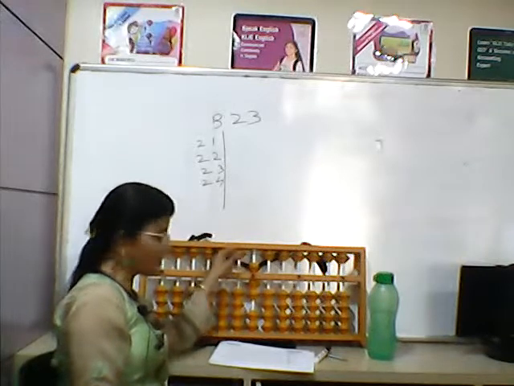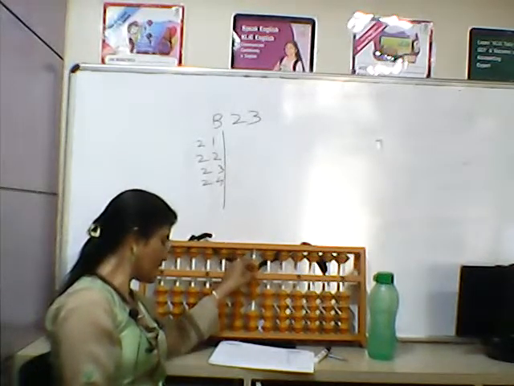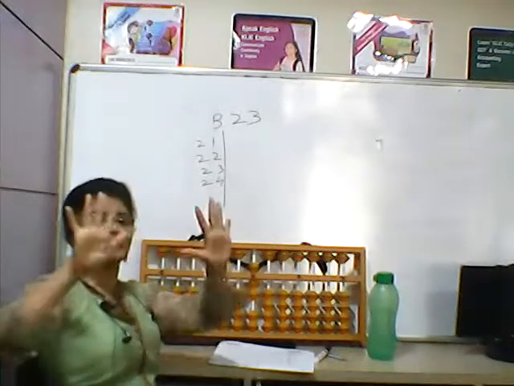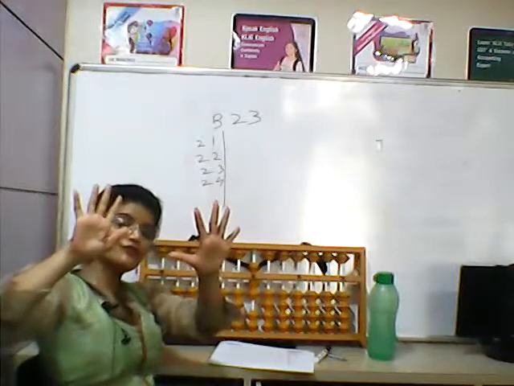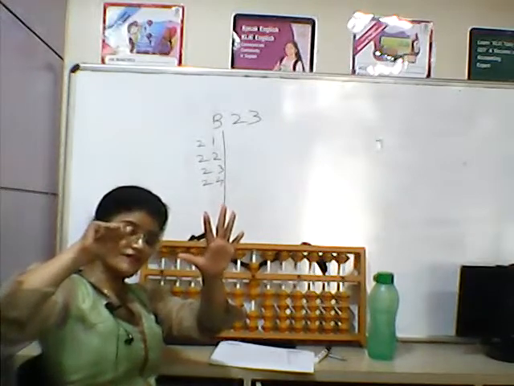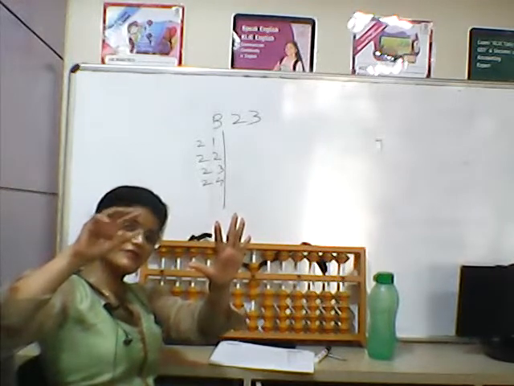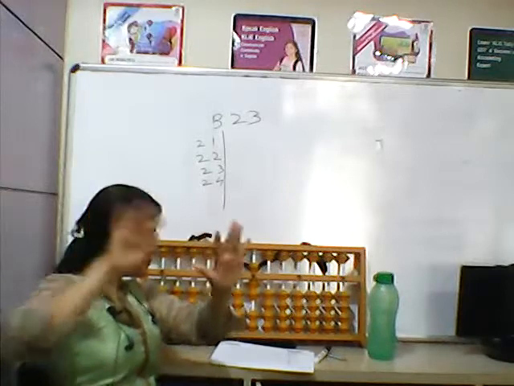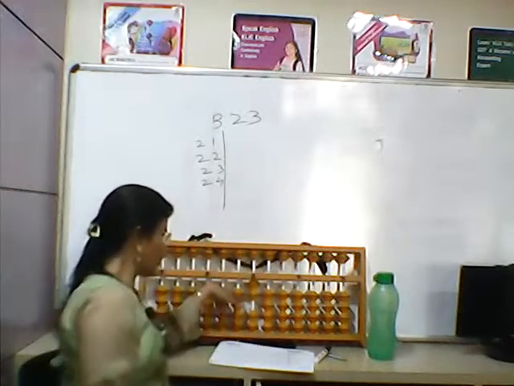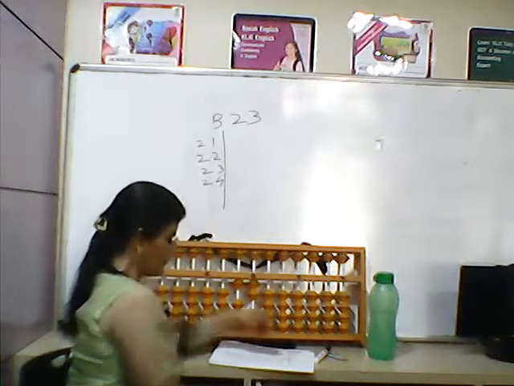Plus 5. Can you do 5 directly? No. So take the help of big friend 10. Here you do 5. 5 ka friend minus 5. Minus 5 plus 10. The answer is 12.